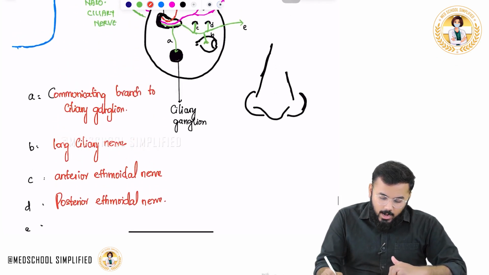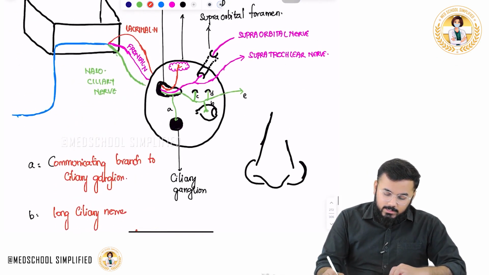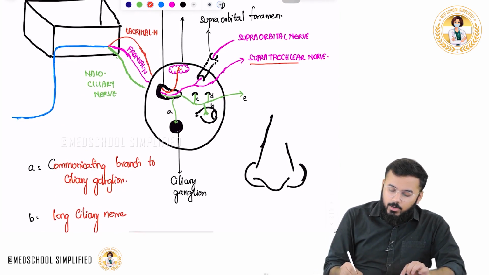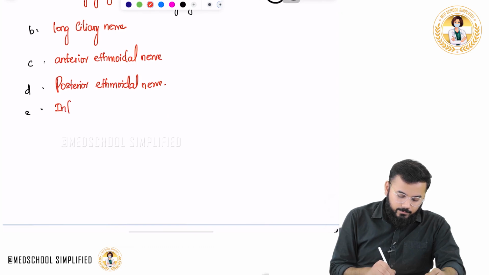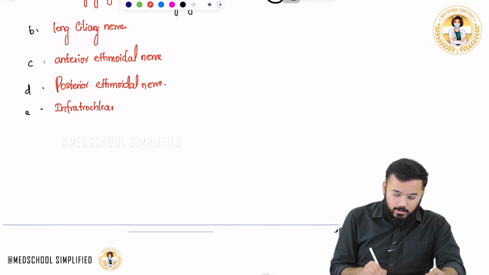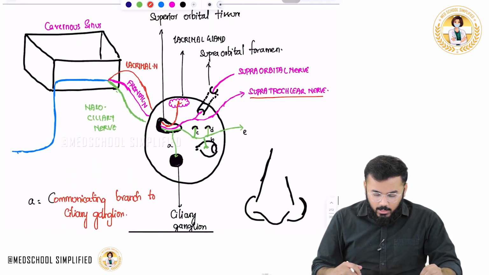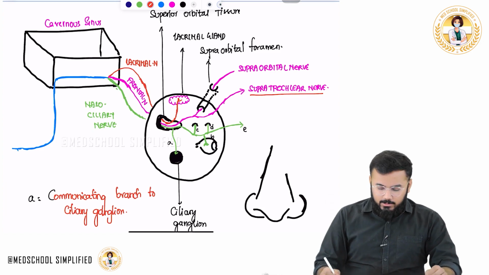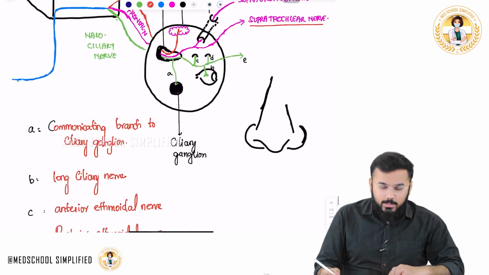Right? Next, after that, it is giving one branch outside. What is that? That is E. What is E here? See, this one is supratrochlear, then E will be called infratrochlear nerve. So E is your infratrochlear nerve. Now, you see what is D over here? D is your posterior ethmoidal nerve.